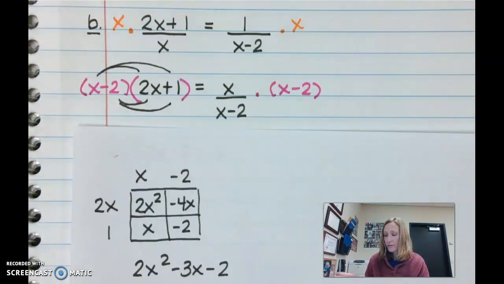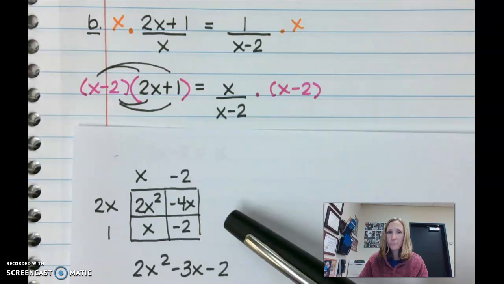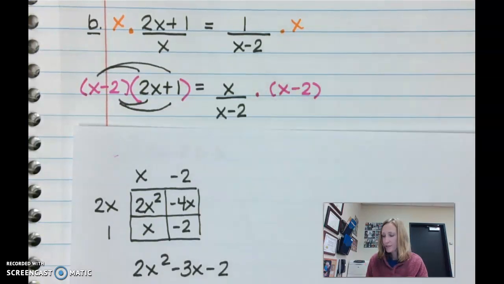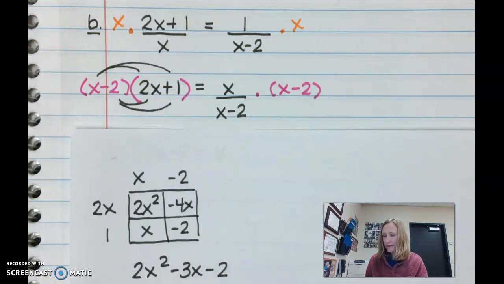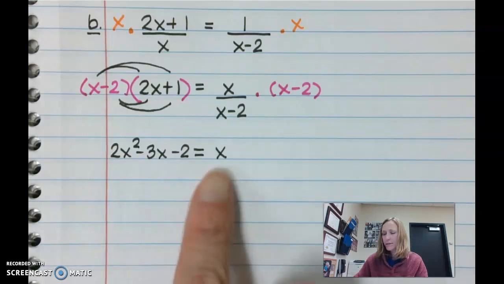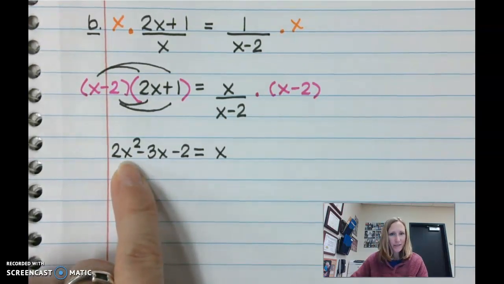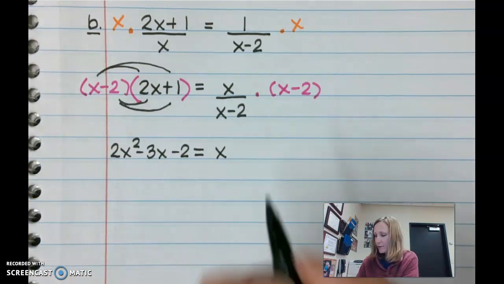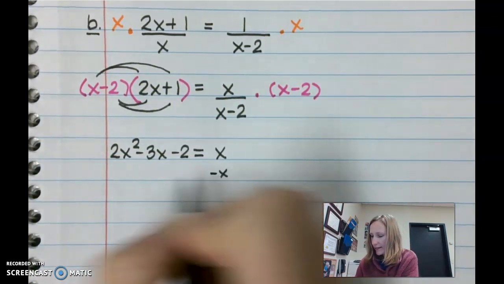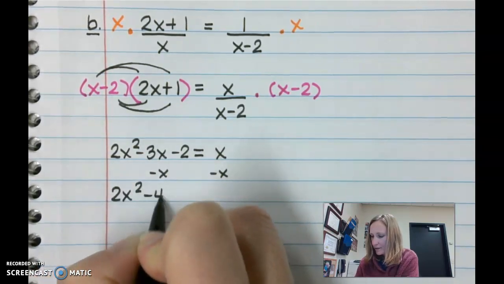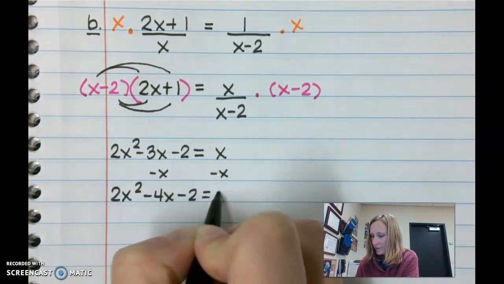If I would prefer to use this diagram to help me perform that multiplication rather than just thinking through the distribution, that would be okay too. Either way, I'm going to end up with a simplified expression of 2x squared minus 3x minus 2 is equal to x. And then since this is a quadratic, the best way to solve this is going to be to set it equal to 0. So we'll subtract this x to give us 2x squared minus 4x minus 2 equals 0.